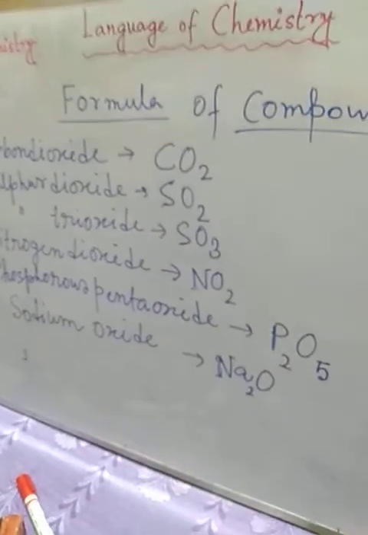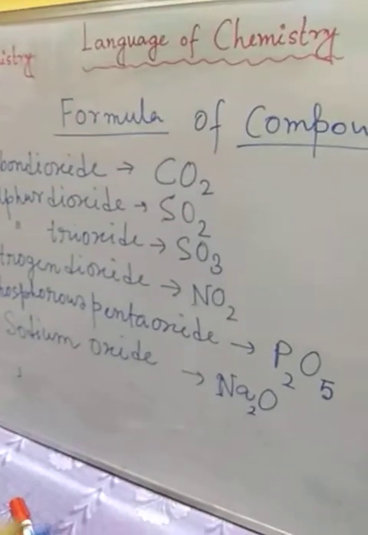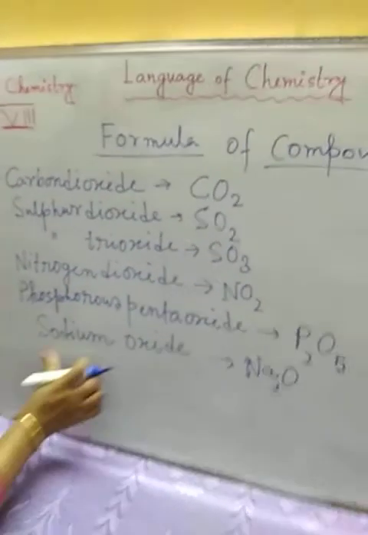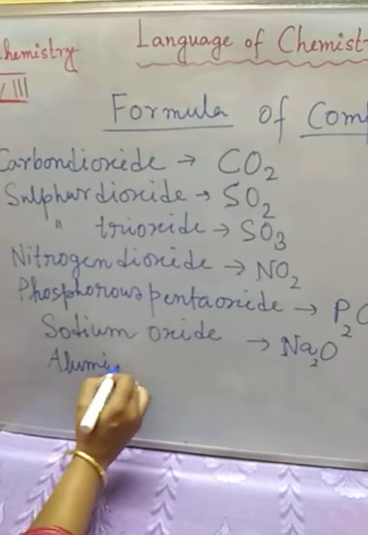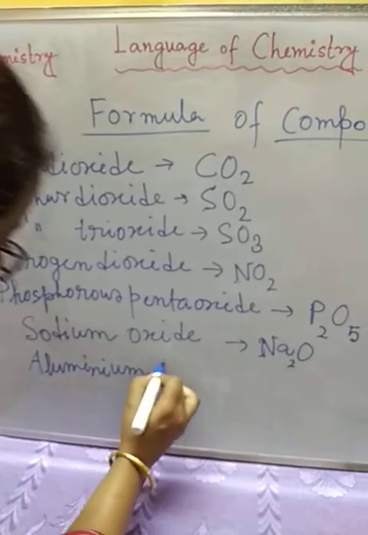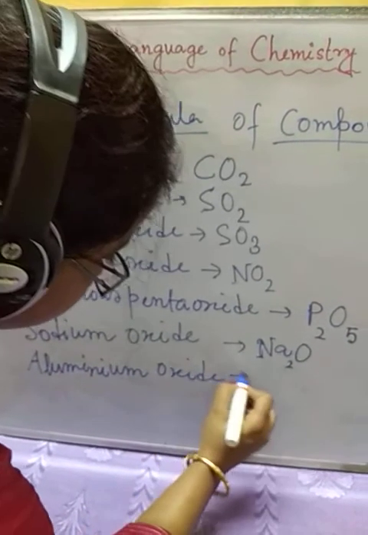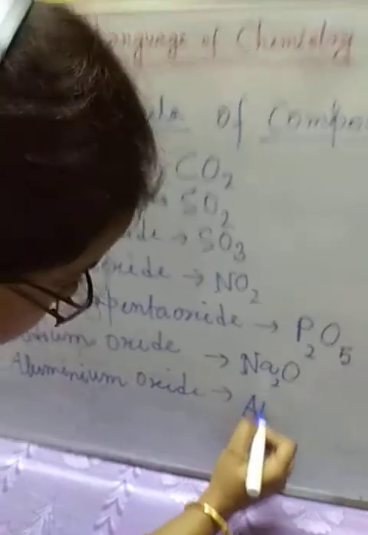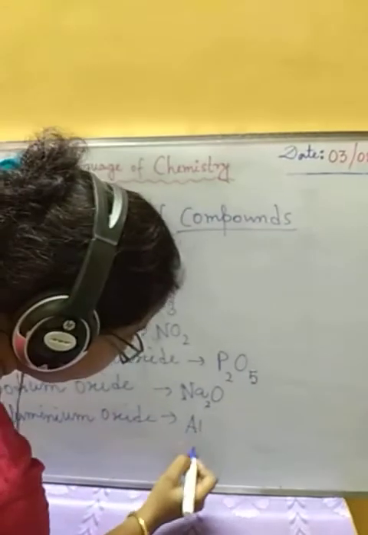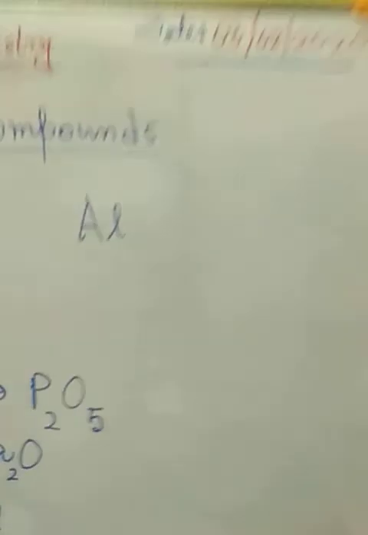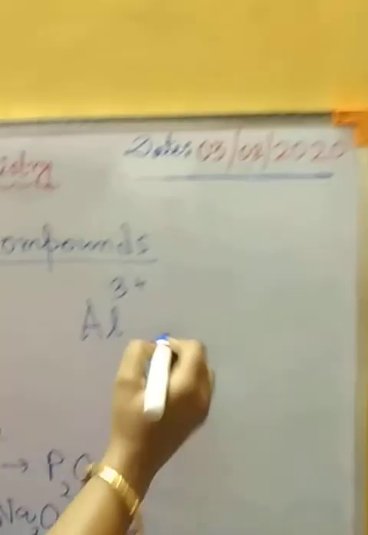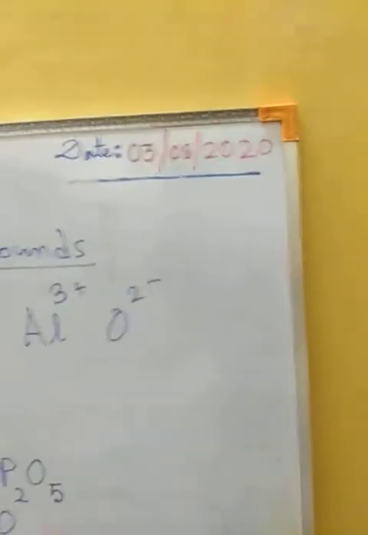Next, aluminium oxide. This also we can construct. Aluminium is trivalent, so aluminium 3+, this is the formula of the radical, aluminium 3+. So here I am writing aluminium 3+. Okay, and oxide we know is O2 minus.